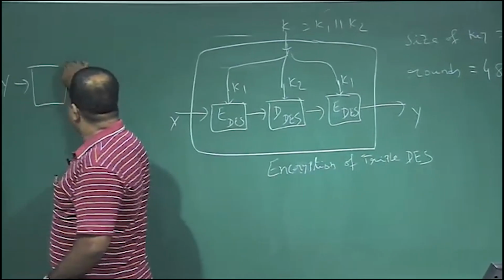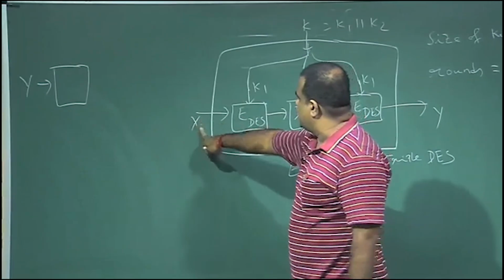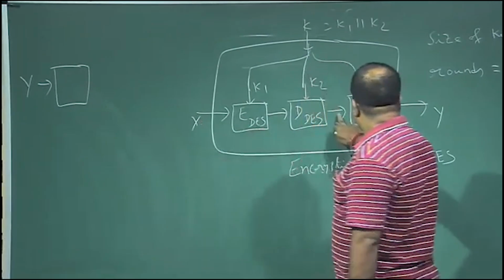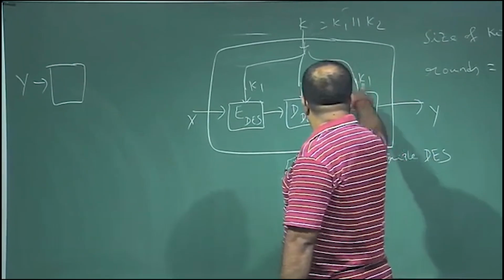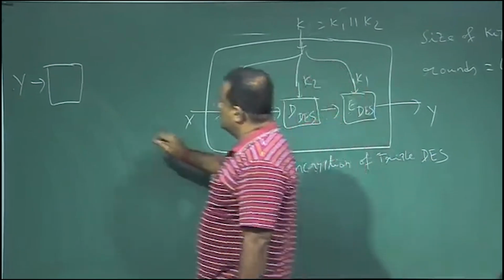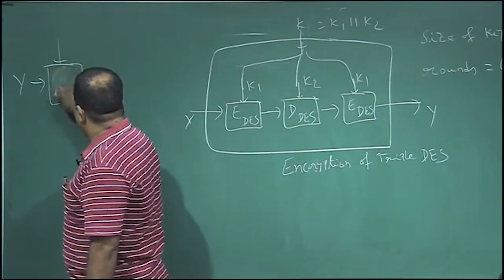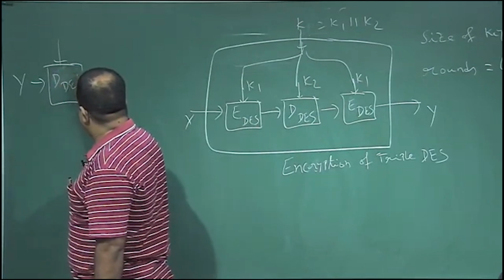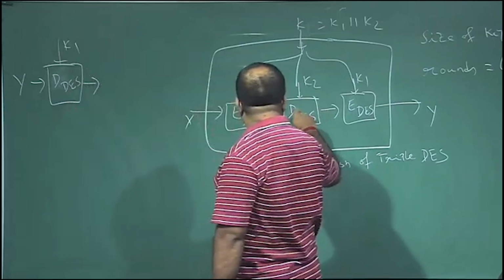So, for decryption we have to start from here, we should get back x. So, we have to reach here. For that we will use the DES decryption using the key k1. So, this is the DES decryption using the key k1, then we reach here, then we are using decryption.